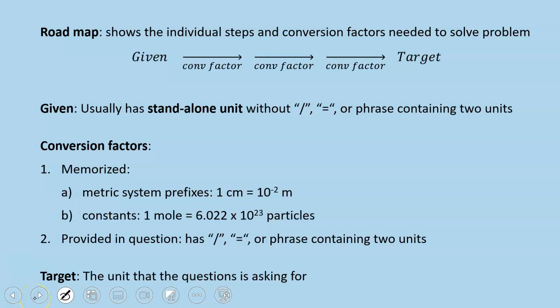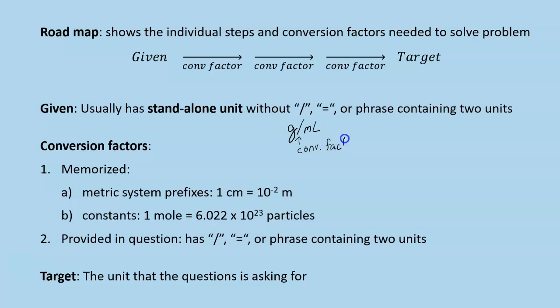We also talked about a roadmap where you start with given information and you are looking for what we call the target, and that's what the question is asking you to solve for. And in between, we're going to use what we call conversion factors. Now, the given information, we want to spot it as the standalone unit. Okay, so units that have slashes, such as density values, are typically in grams per milliliter. That's got a slash in it, and so that typically indicates a conversion factor.